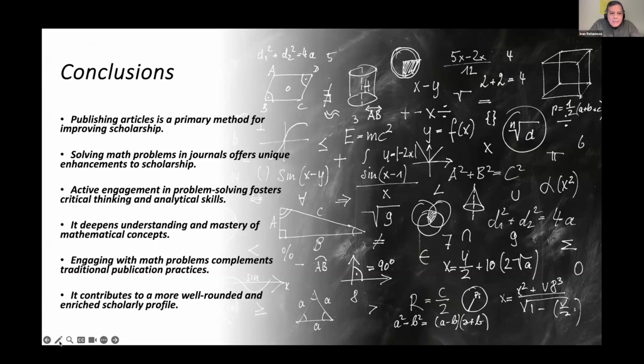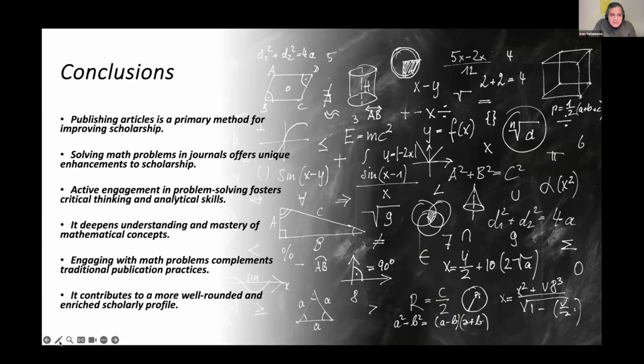This one says solving mathematical problems in journals offers unique enhancements to scholarship. Unique enhancement because, as we all know, we are all different. We think differently. We solve problems differently. We have different strategies, different approaches. So you kind of leave your mark there saying, hey, I solved this problem in this way.